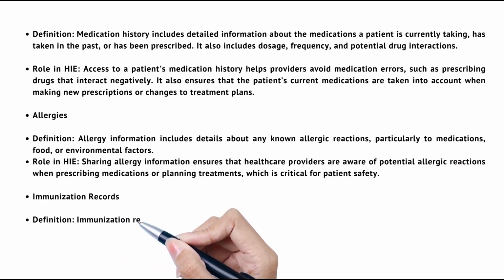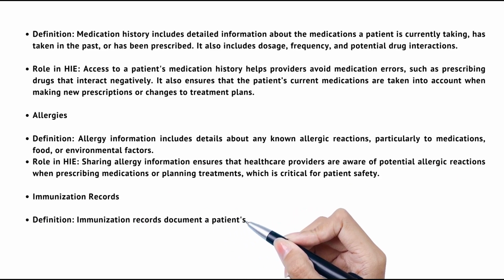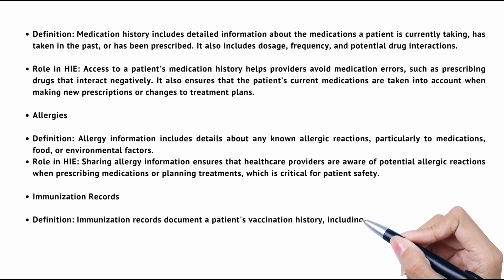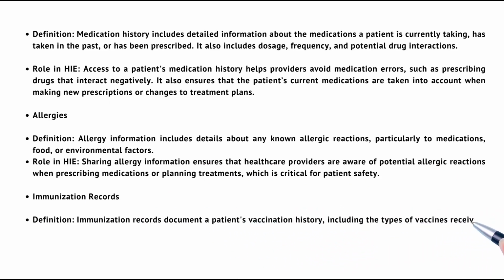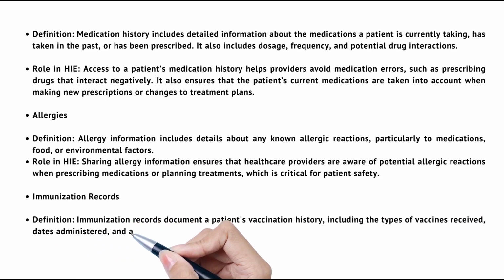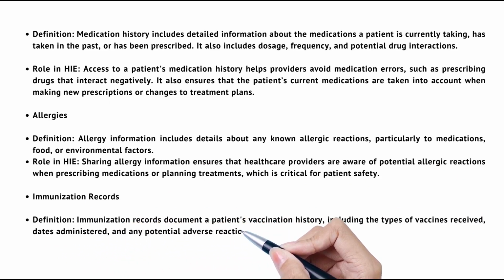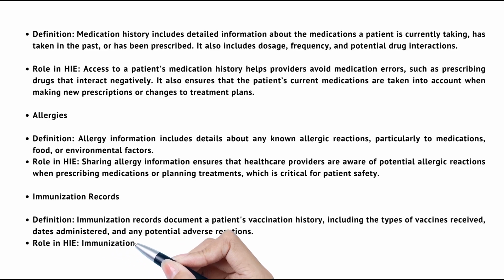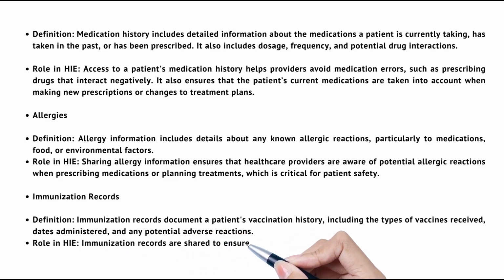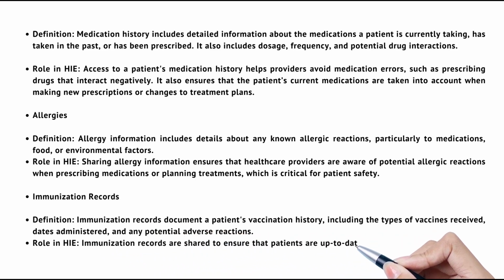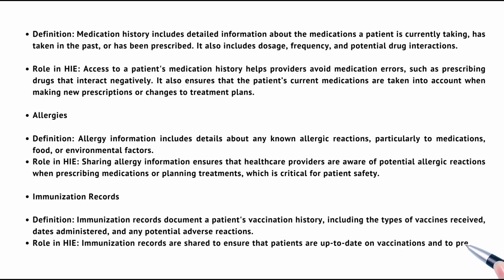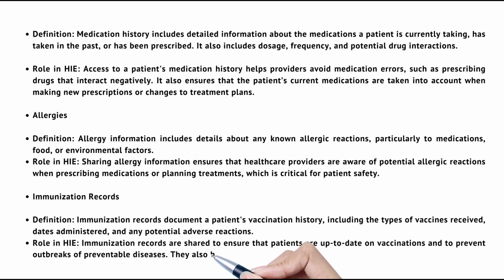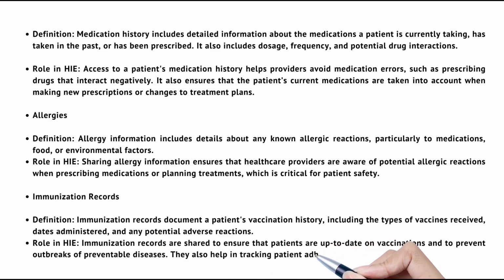Immunization records. Definition. Immunization records document a patient's vaccination history, including the types of vaccines received, dates administered, and any potential adverse reactions. Role in HIE. Immunization records are shared to ensure that patients are up to date on vaccinations and to prevent outbreaks of preventable diseases. They also help in tracking patient adherence to vaccination schedules.